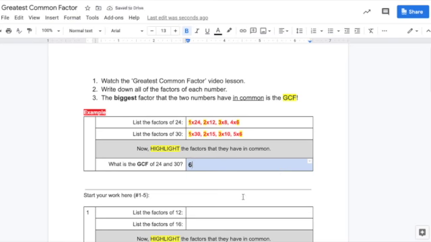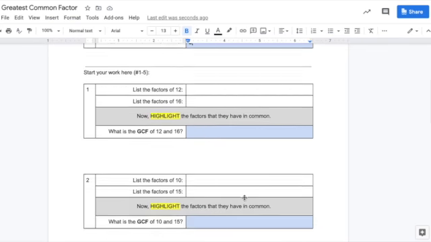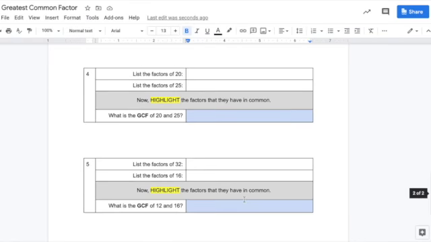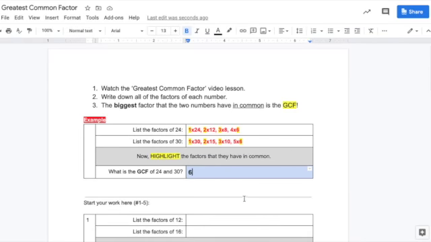So you are going to work on numbers 1 through 5, and you're going to do it very similar to what I just did. You're going to list out the factors of both numbers, and then you're going to highlight the ones that they have in common, and then you're going to write down which factor that they have in common is the biggest number that they have in common.